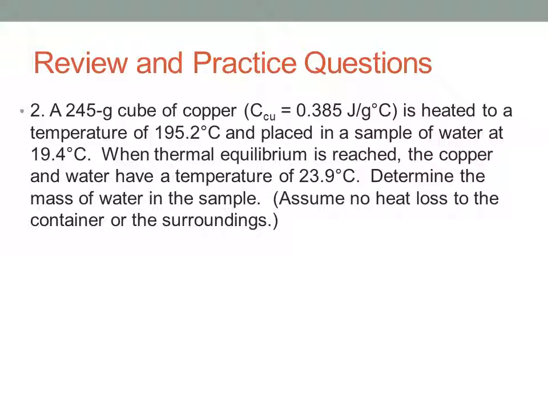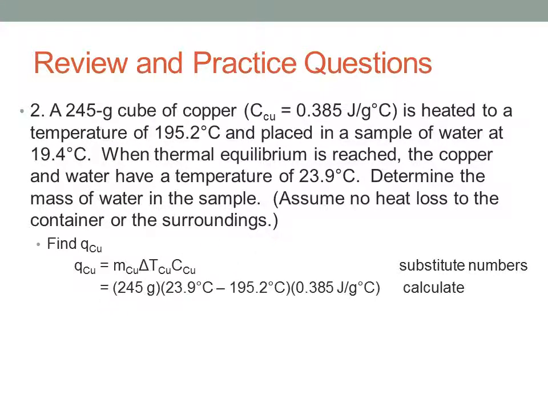So notice, this one's different than any of the ones that we did earlier. We can't find the heat absorbed by the water first because we don't know its mass. But we can find the heat that's released by the copper, because we know the mass of the copper, we know its change in temperature, and we know its specific heat. So we can plug in our values there. Mass times the change in temperature times the specific heat. And that will give us a value of negative 16,200 joules. And recall it's negative because it's releasing energy.